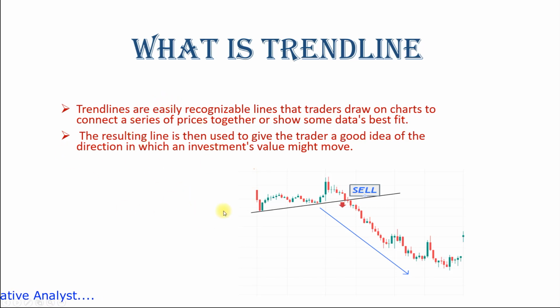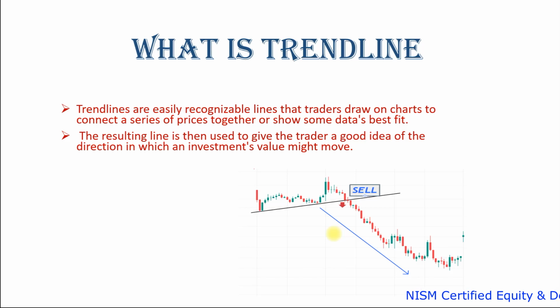Here we can see one picture. Here we have drawn the trend line, and whenever the price is touching the trend line, we can see that there is a bounce in the price. That is, price is moving up. Whenever the price is breaking the trend line, we can see that there is a fall in the price. So this is the picture of how the price will respect the trend line.